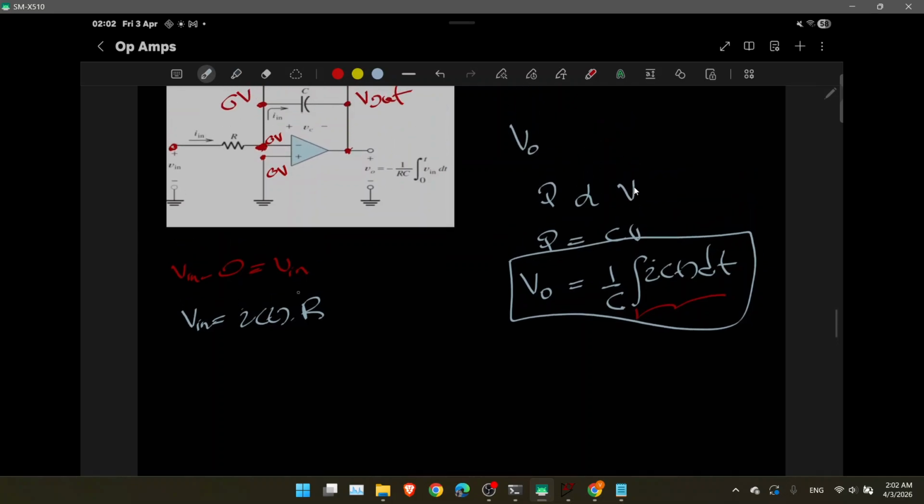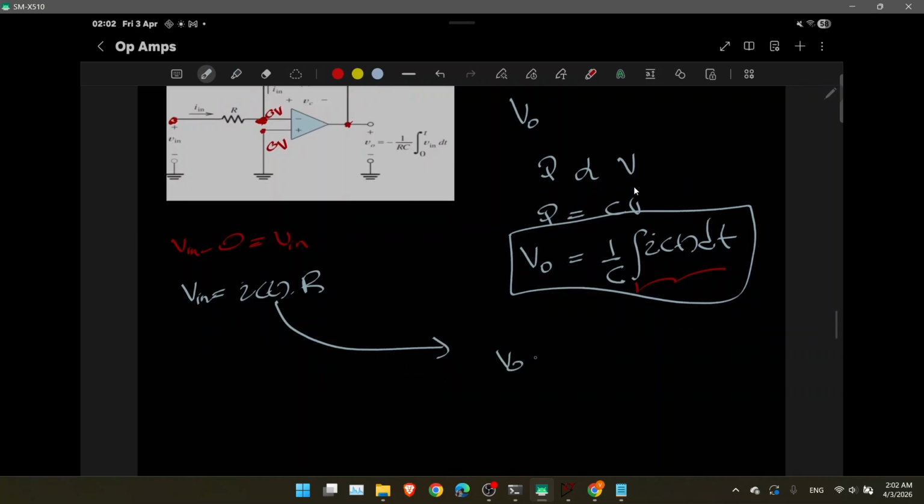So we can simply, in this equation, write V out equals 1 over C times the integration of I, that is V in over R, dt. R is a constant, so I can take it out of the integral. And there is some kind of interesting thing going on here.